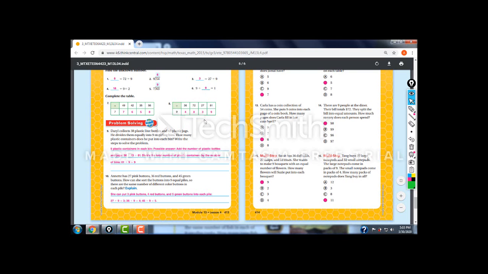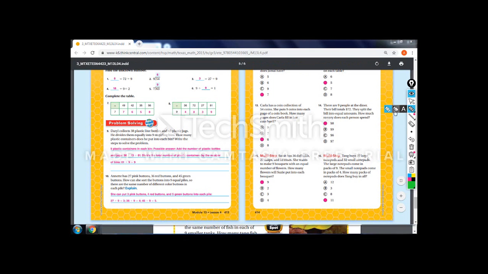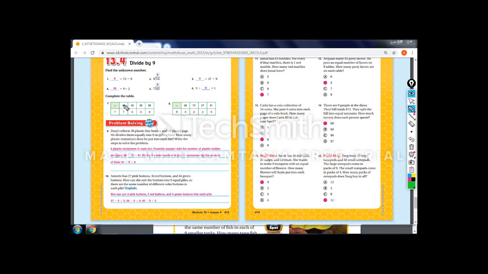Now, you all are doing a very good job with the online assignments. When you read this table, make sure that you take your time. You work out each one. 49 divided by 7, and it goes here. So each one follows that pattern. 56 divided by 7, 35 divided by 7, and so forth. And you do the same for this one. So those are your answers here. 36 divided by 9, 27 divided by 9, 72 divided by 9, 27 divided by 9, 81 divided by 9.